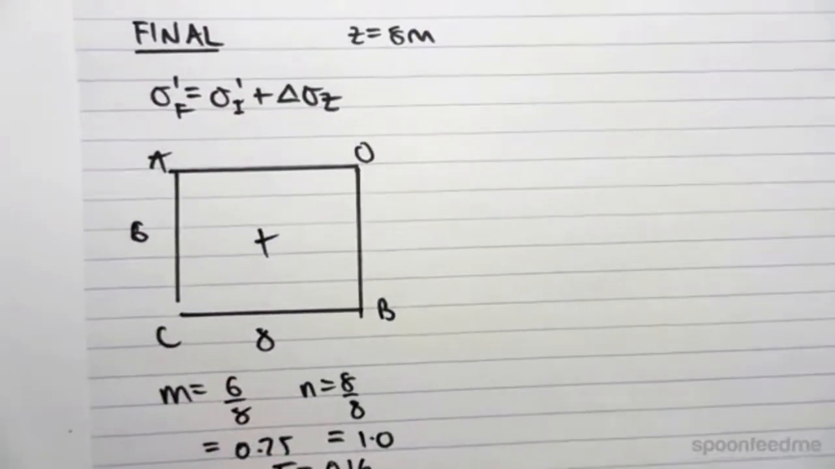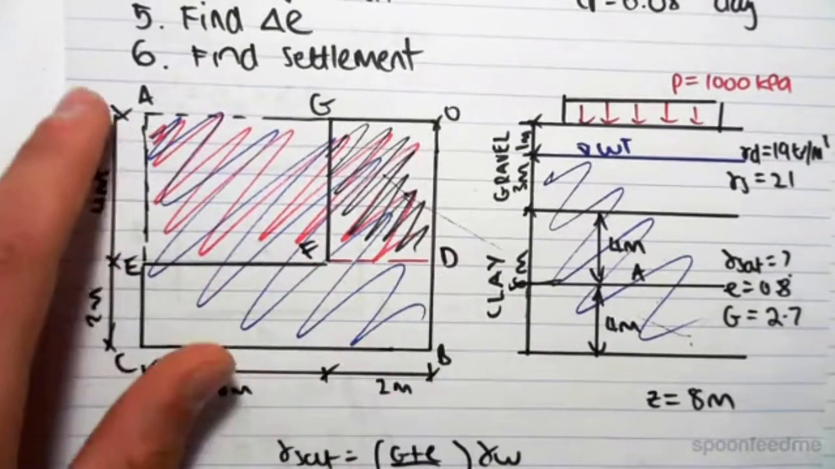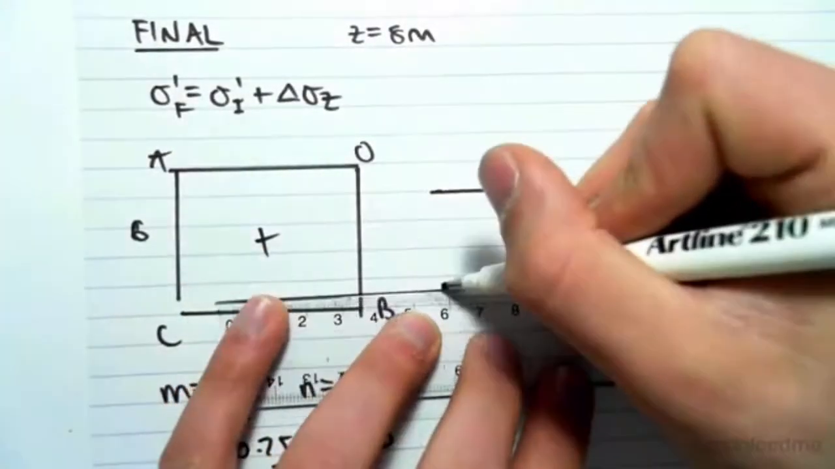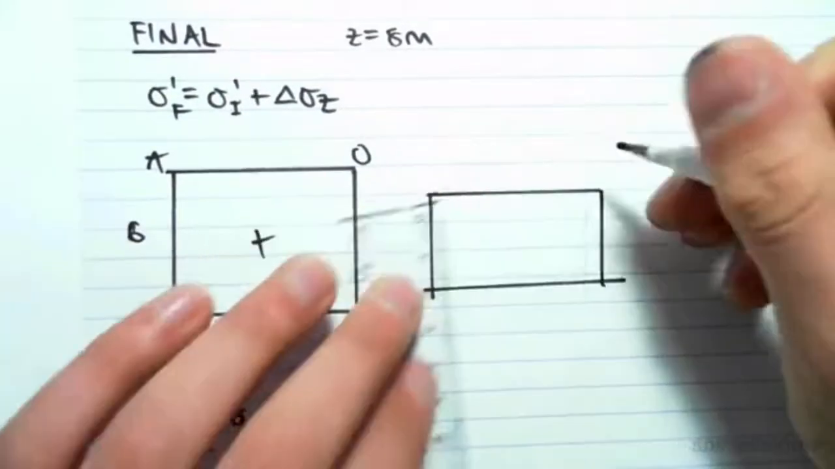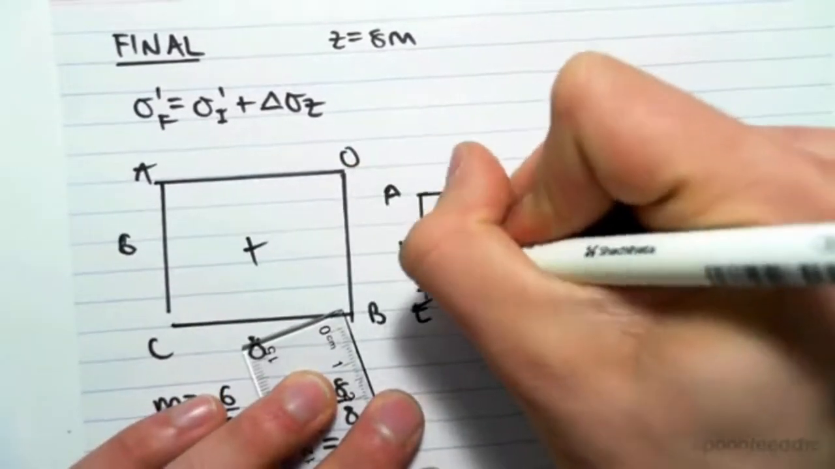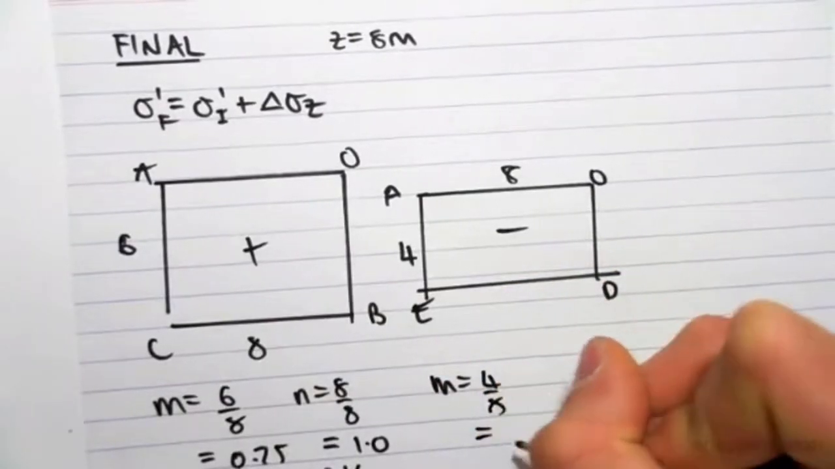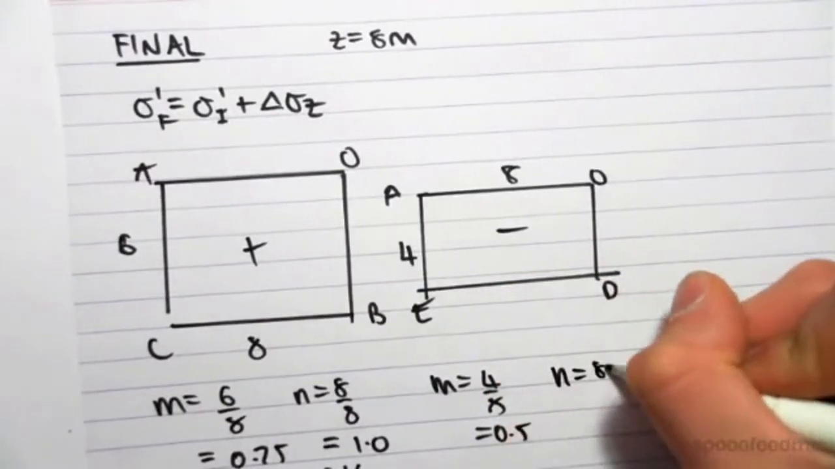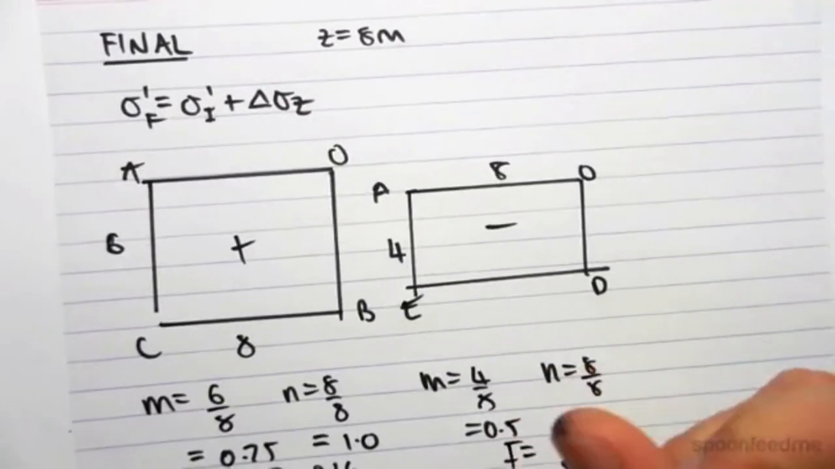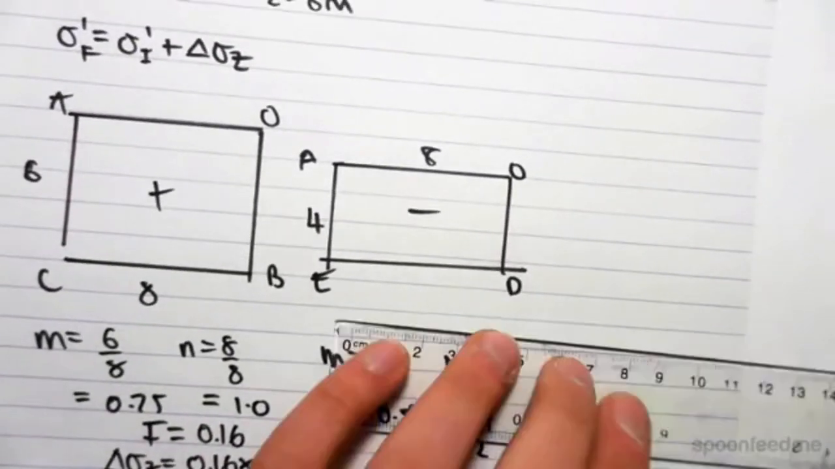The next shape we're going to be doing is AODE, which we're subtracting. So AODE has dimensions 4 by 8, and we're subtracting that off. M would equal 4 on 8, which is 0.5. N was equal to 8 on 8, which is 1. We'd then go to our chart and we'd find an I value. I've already done this. We get an I value of about 0.2. You guys can do it in your own time if you like.